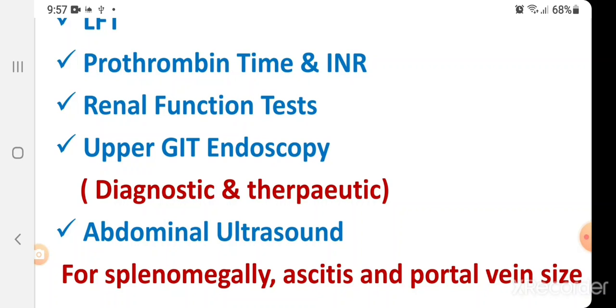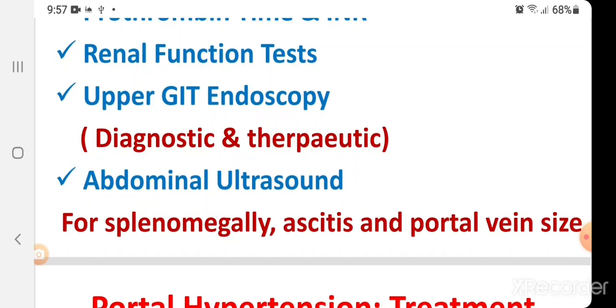You do abdominal ultrasound to see if there is an enlarged spleen, the size of the portal vein, the liver, whether there is cirrhosis or not, or portal fibrosis. You can see the splenic vein and the splenomegaly, and whether there is hepatomegaly. You can see all these things by ultrasound, and this will help in the diagnosis.